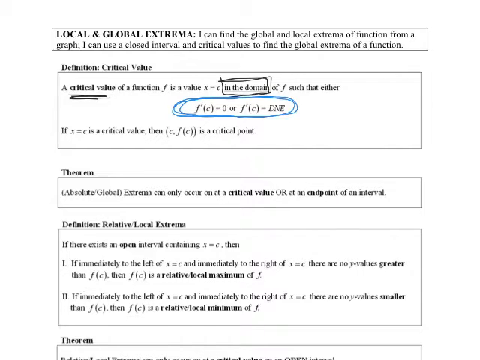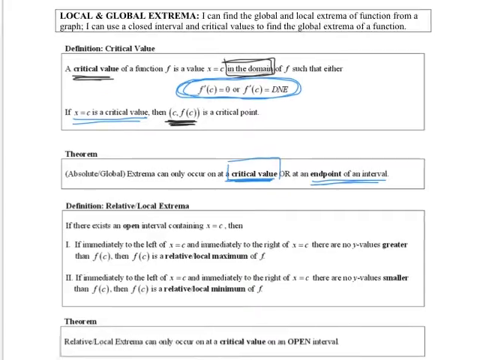And the x-coordinate is considered the critical value, and then if we plug that value into the function, that's the critical point. And what we find is that an absolute maximum or absolute minimum can only occur at a critical value or at the endpoint of the interval. And as we progress through this section, we'll see why that is true.